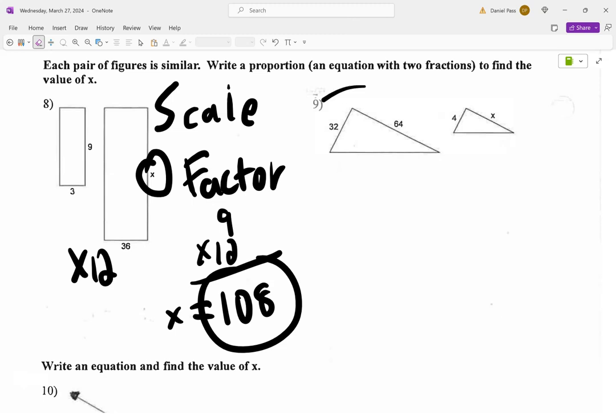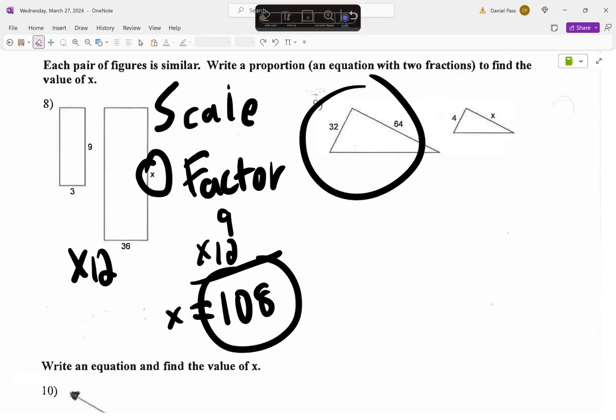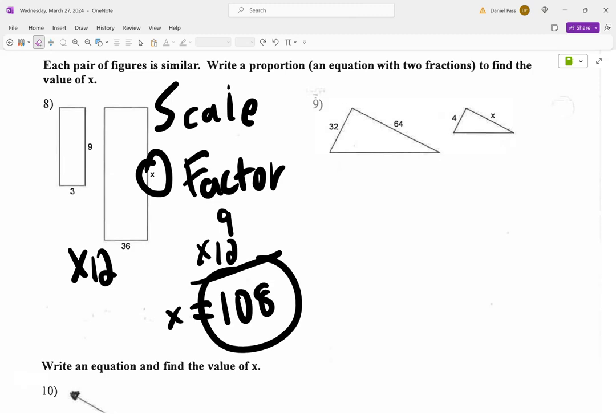How many times bigger is this triangle than that triangle? No, it's not 2. Okay, from the 4 to the 32, how many times bigger? Okay, I'm gonna help him. How many times bigger? 8. It's times 8.